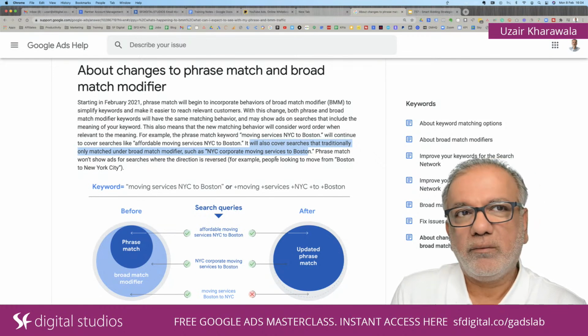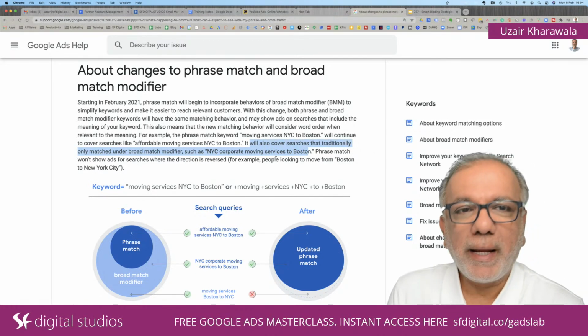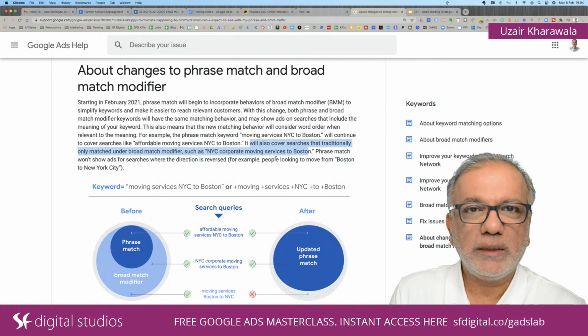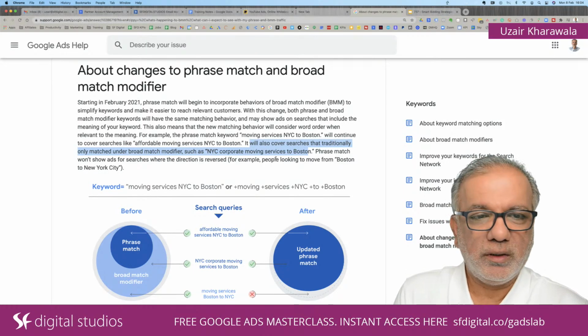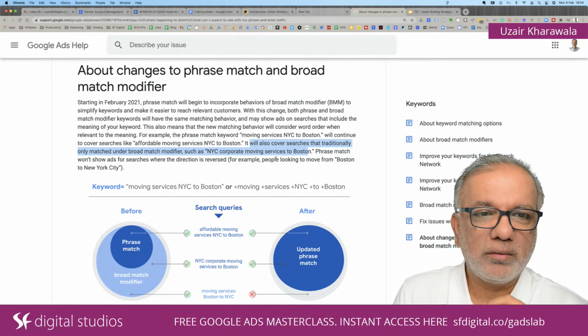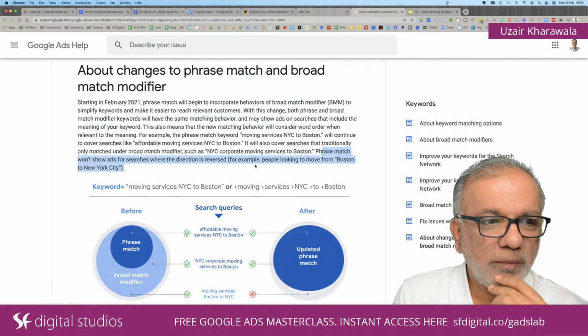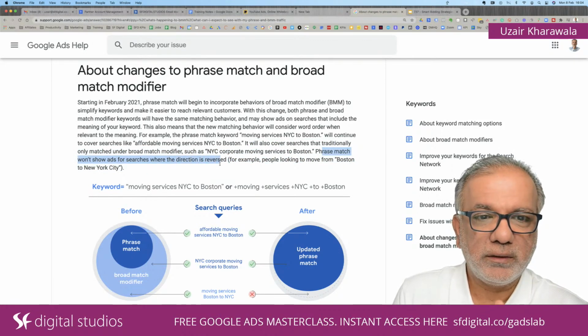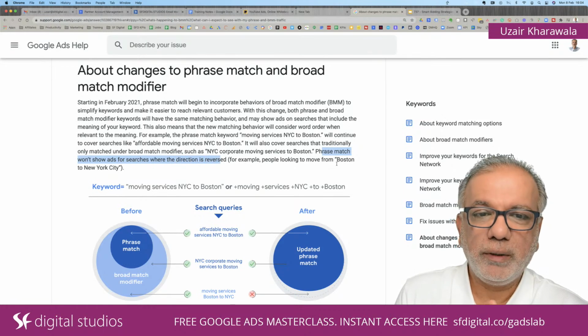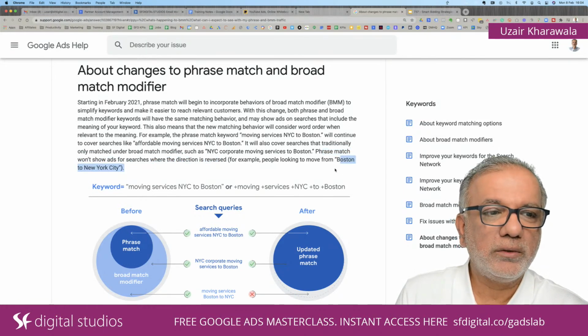Okay, so what they're saying is they've expanded the phrase match, and now the BMM is not required and is surplus to our requirements. Phrase match won't show ads for searches where the direction is reversed, for example, from people looking from Boston to New York City. Okay, so that's also very good.